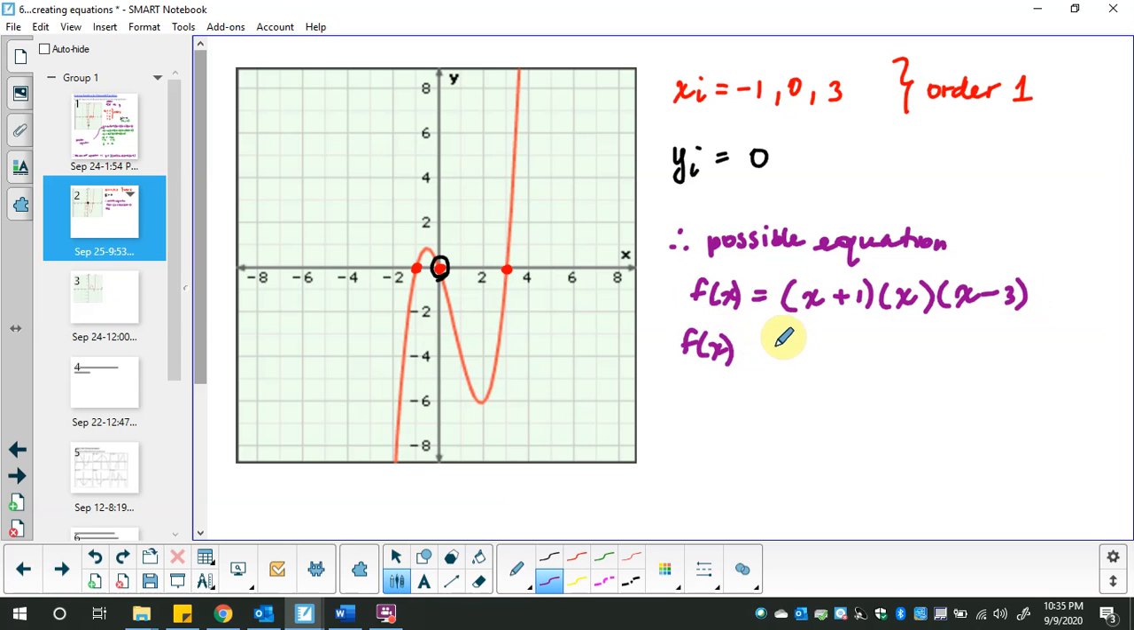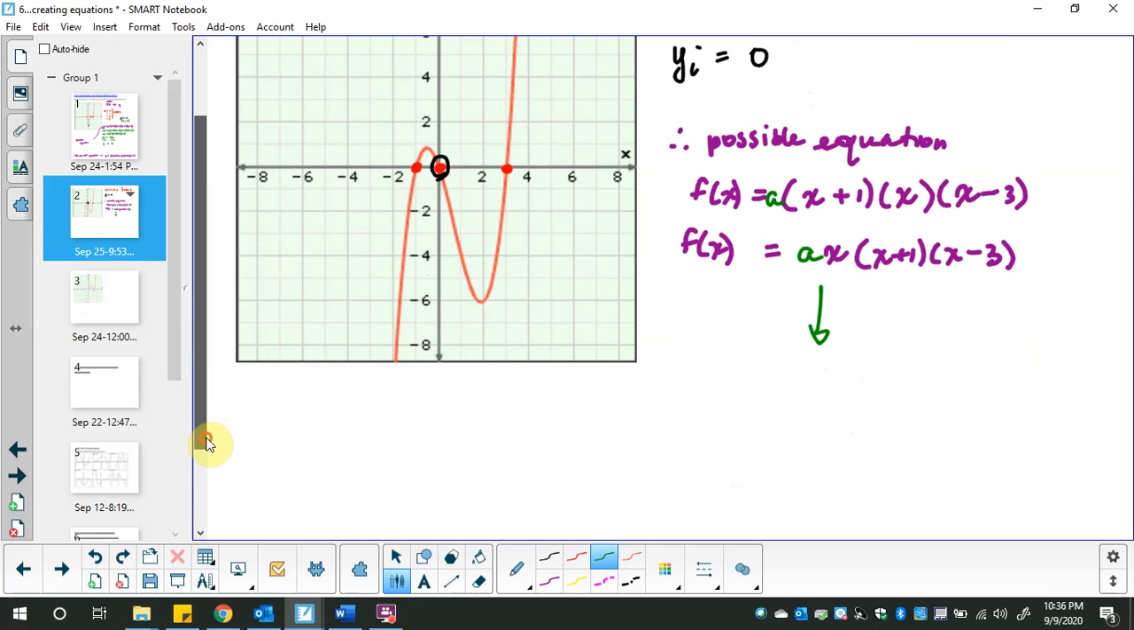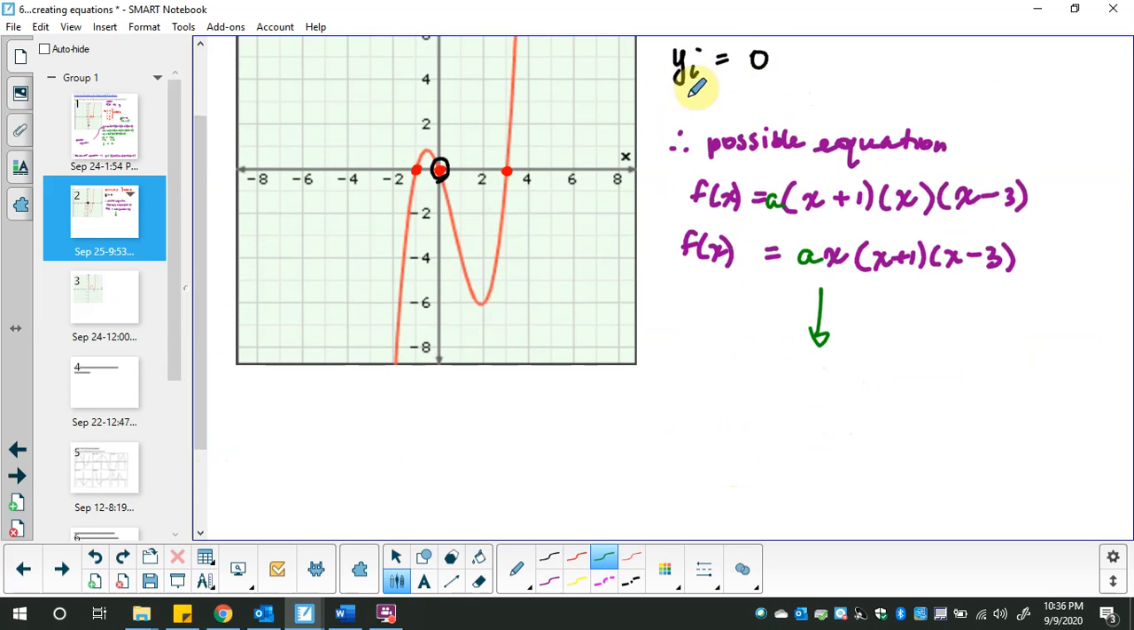So to make this look a little bit better, I'm going to pull my x forward and have my other two brackets behind it, because that looks way more normal. No typos. You can or cannot put the a in. It's totally up to you. For the possible equation, we're just looking for an equation. But in order to continue into the exact equation, which we're going to use the y-intercept for, you're going to have to put the a value in.